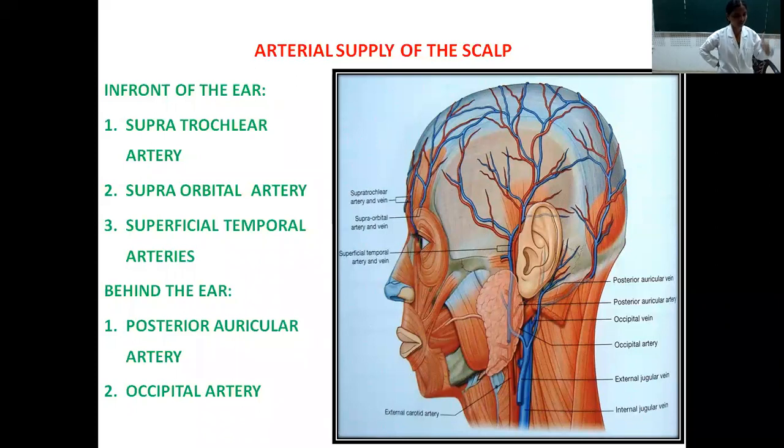And the superficial temporal artery, in the PPT you can see, is one of the terminal branches of the external carotid artery, supplying most of the scalp in front of the ear. Then behind the ear you can see the posterior auricular artery and occipital artery. These are branches of the external carotid artery supplying the posterior aspect of the scalp.